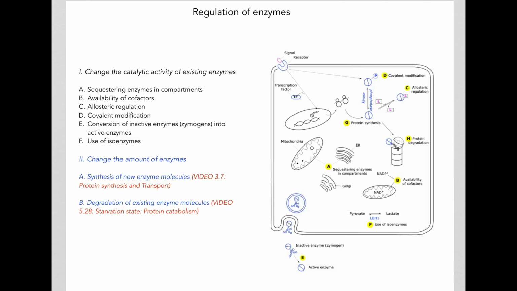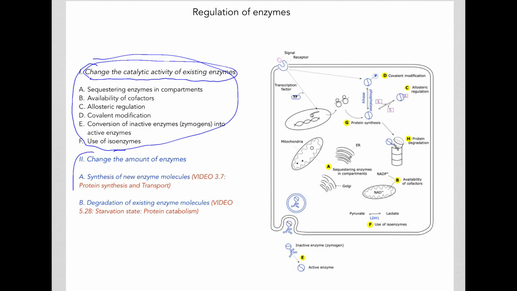So hopefully these examples of isoenzymes give you a good appreciation of the importance of isoenzymes, not only in normal metabolism in the human body, but also in clinical applications. So we are done with this part here. We talked about how the body can change the catalytic activity of existing enzymes. In the next video, we'll see another way to regulate metabolism, which is to change the amount of enzymes.